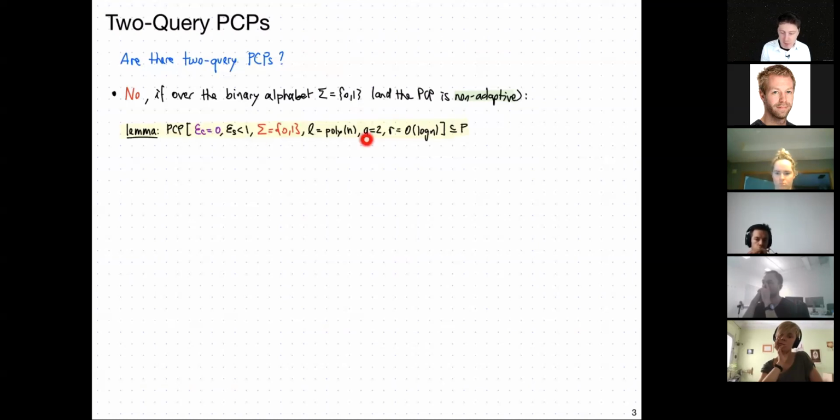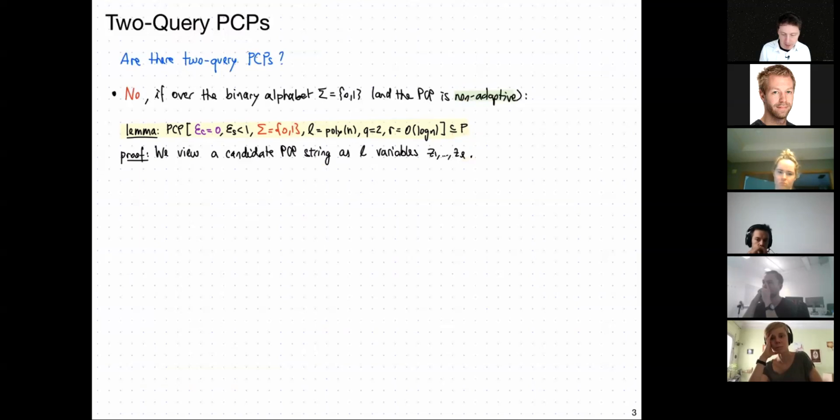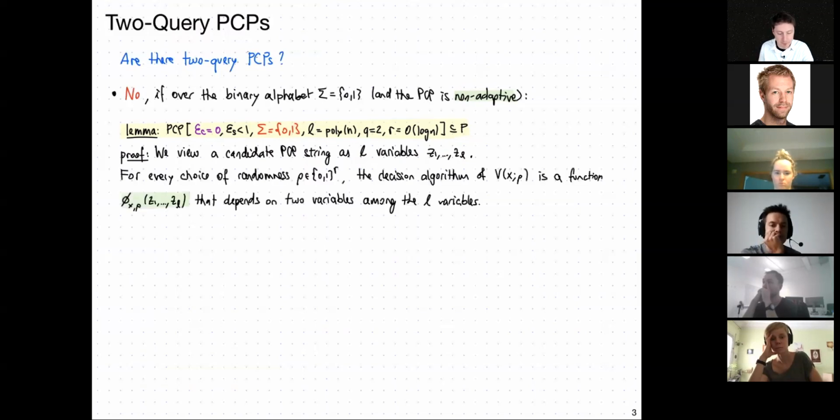I just wrote exactly what I meant: if you have a PCP for some language that has perfect completeness, binary alphabet, and, again, is non-adaptive, then the language must be decidable in P. And it's a very cute reduction. We can view a candidate PCP string as just L variables, let's call them Z1 through ZL. These are variables that will take on the symbols of the candidate PCP string.